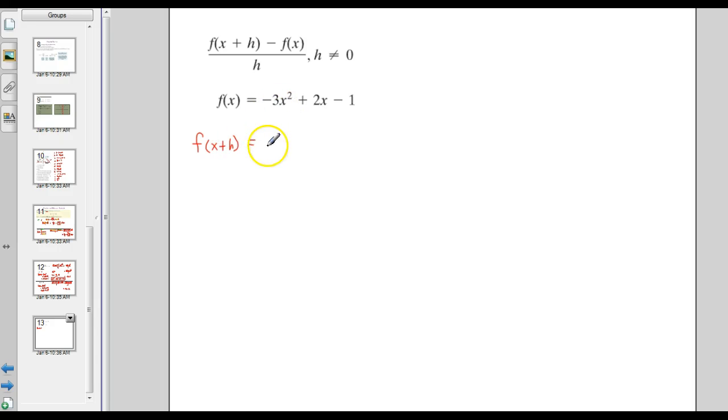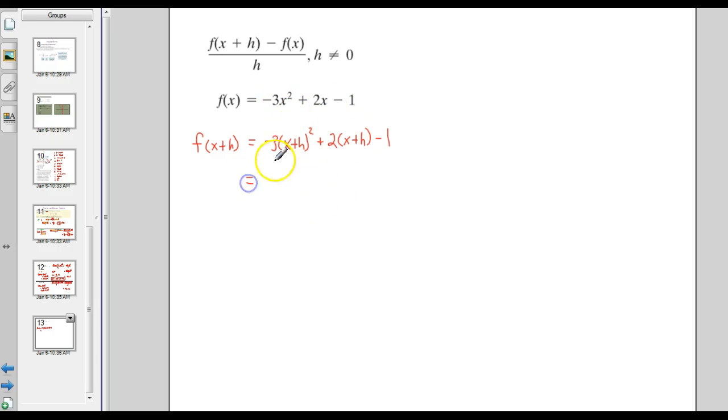So this thing takes x and it squares it. Takes the input and squares it, and then multiplies by negative 3. So x plus h, we're going to square that and then multiply by negative 3. But we're also going to take that input and double it, and add that to negative 3 times the input squared. And then finally we're going to subtract 1. Okay, so again, you think of it as we're just replacing x with x plus h.